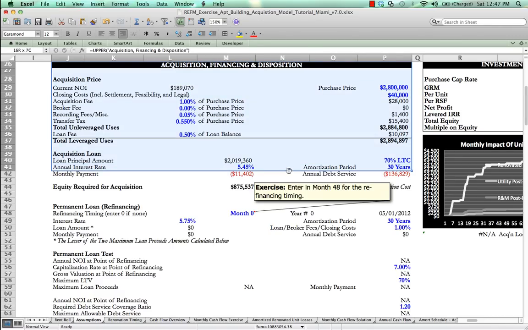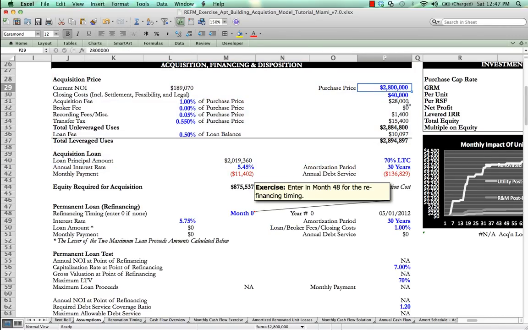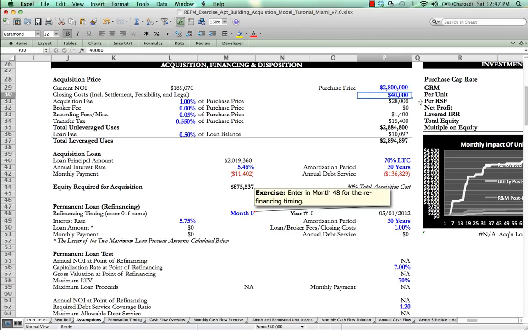The next section down is our acquisition, financing, and disposition. We are simply carrying a purchase price in cell P29 of $2.8 million, which is the asking price. We're probably going to bid something lower than the asking price, but let's just start the analysis using the asking price. And then we have closing cost assumptions, and then fees, and so on and so forth, which is going to give us a total leveraged uses or total acquisition cost of $2.894 million.